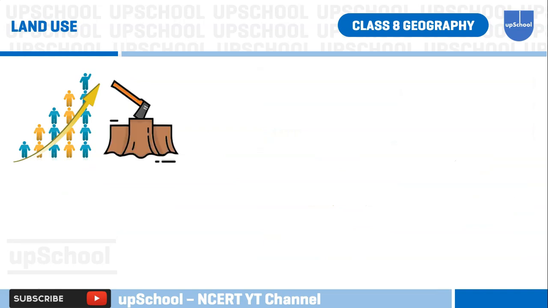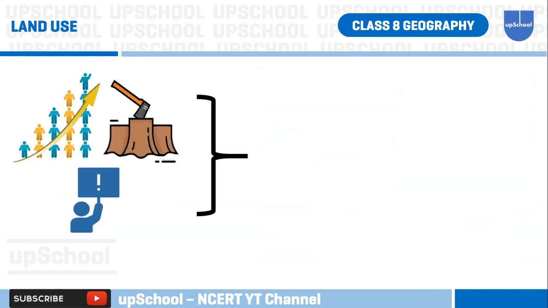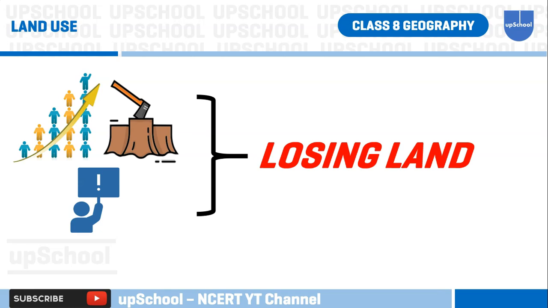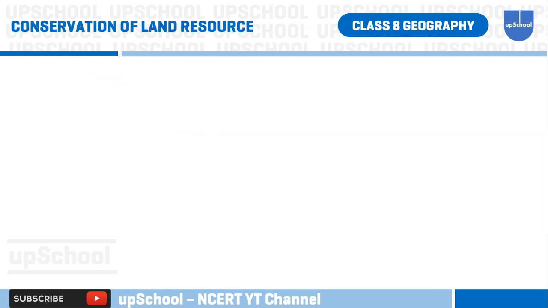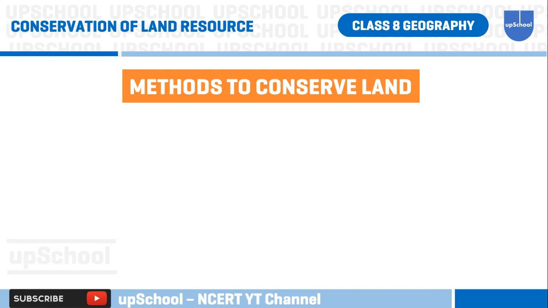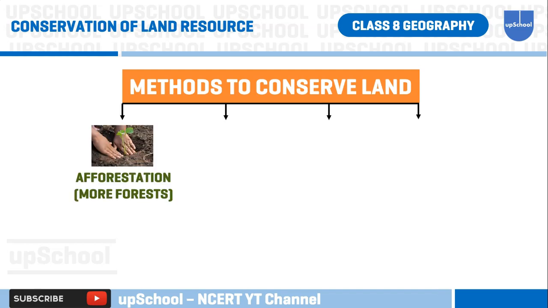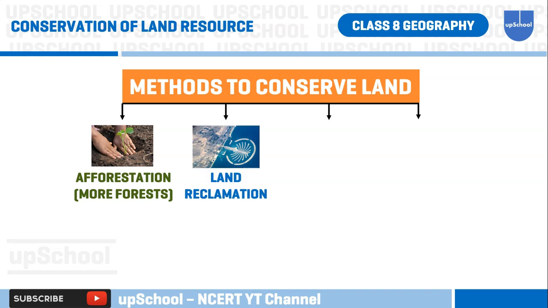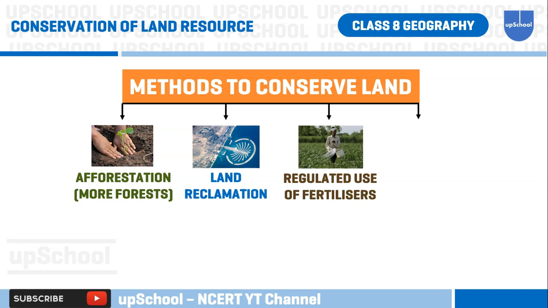So increase in population, deforestation, and demand for land has created a fear of humans losing land. So how can we conserve land? Well, there are many methods to conserve land, such as afforestation, or more forests, land reclamation, or turning seas into land, and regulated use of fertilizers, because we shouldn't use too much fertilizer, as fertilizers will make the land less fertile over time.